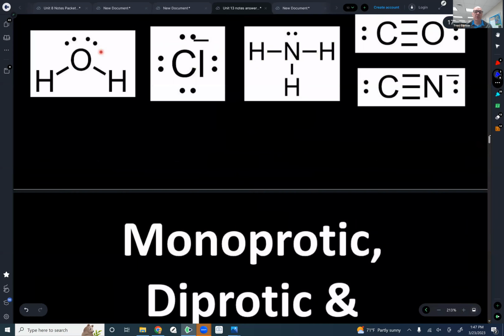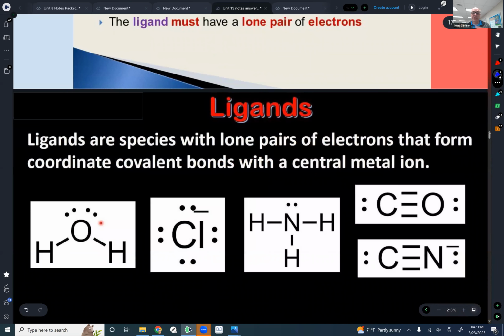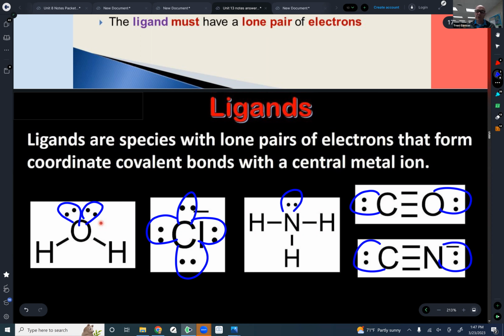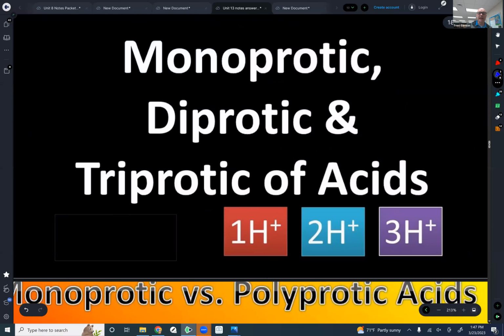So here's some examples of ligands. What you will see here is ligands are these places where we have these extra electrons. So if we needed to count how many ligands there are, we just simply need to look for where those pairs of electrons are. When we see that pair of electrons, that's a place where a metal can come in and attach itself. That's a ligand.